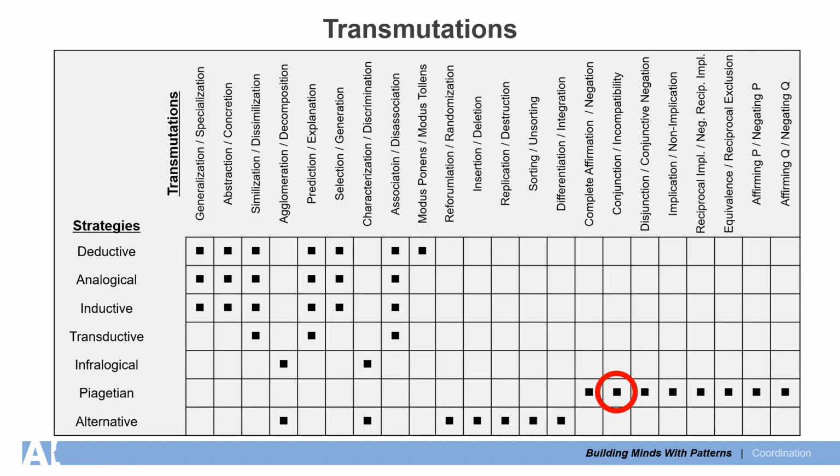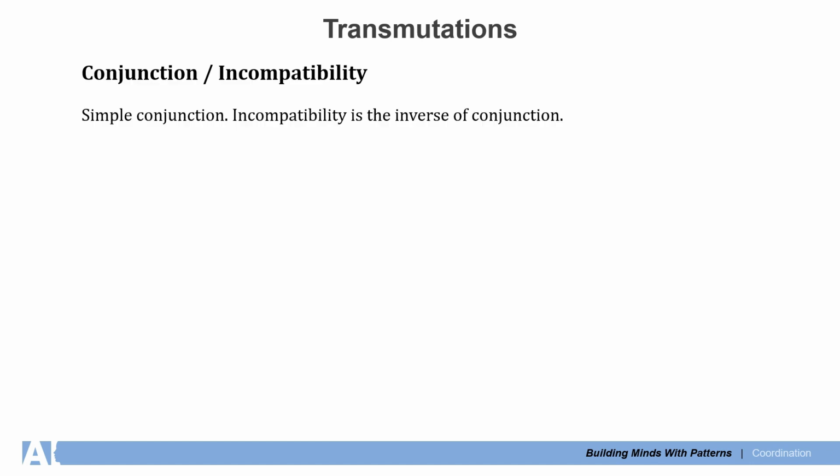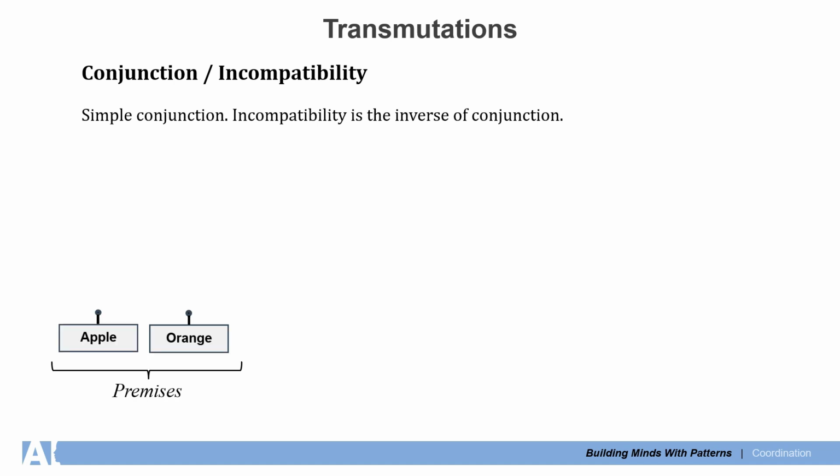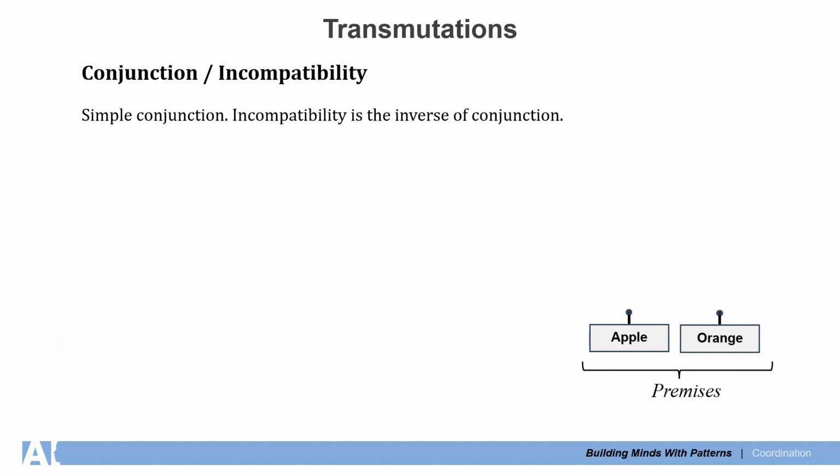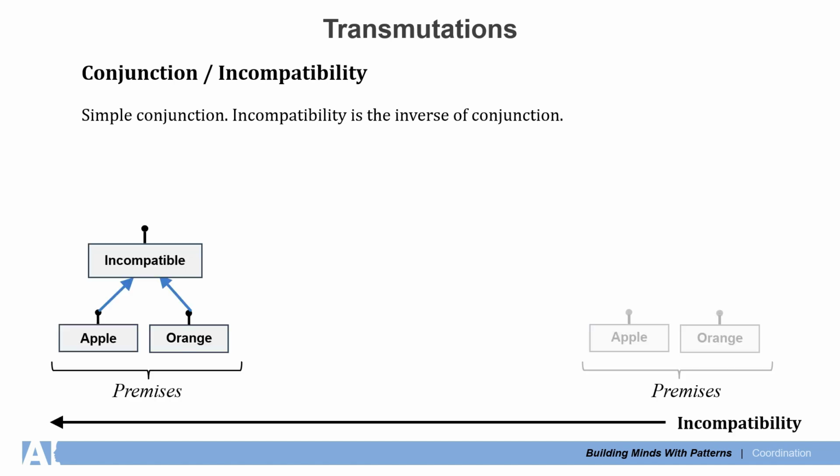Conjunction and incompatibility are Piagetian transmutations. Simple conjunction. Incompatibility is the inverse of conjunction. Given premises apple and orange, conjunction gives us a unison of apple and orange, since the unison requires all elements of the unison to be concurrently activated. Given premises apple and orange, incompatibility will give us an incompatible apple and orange.